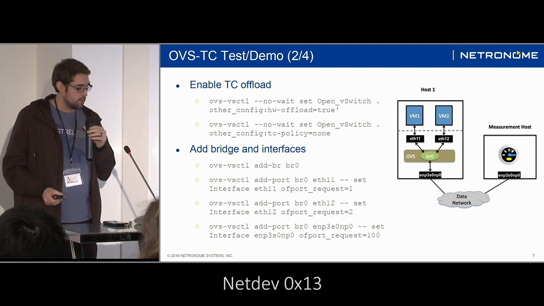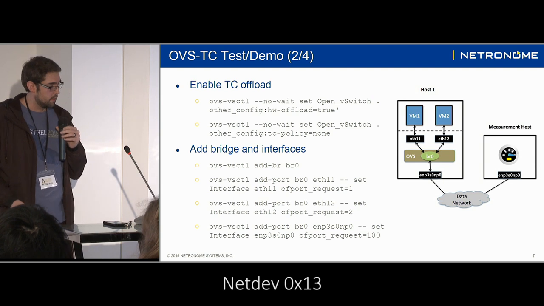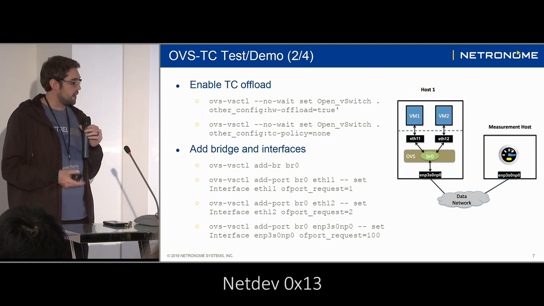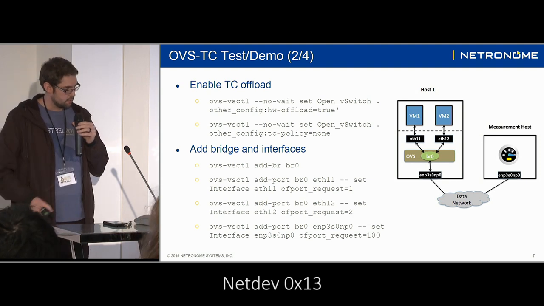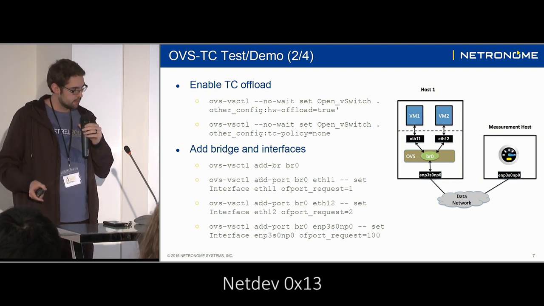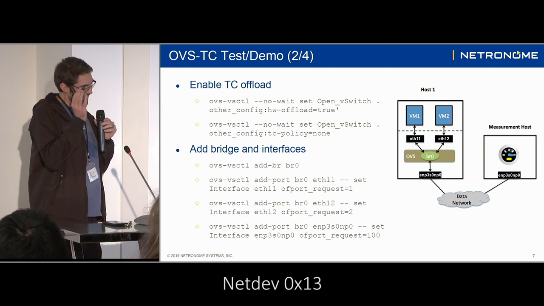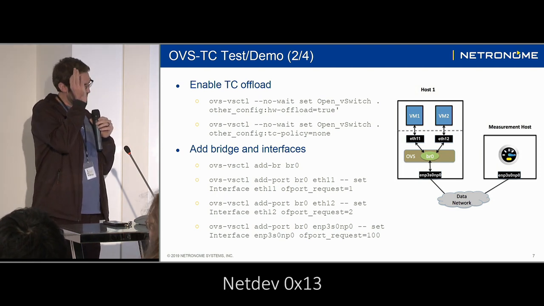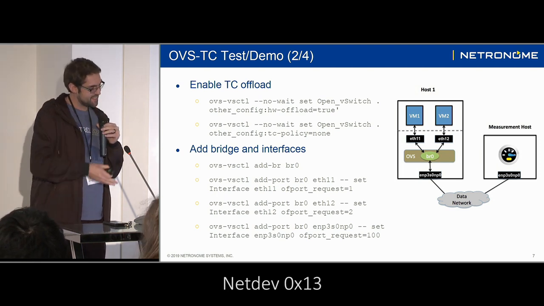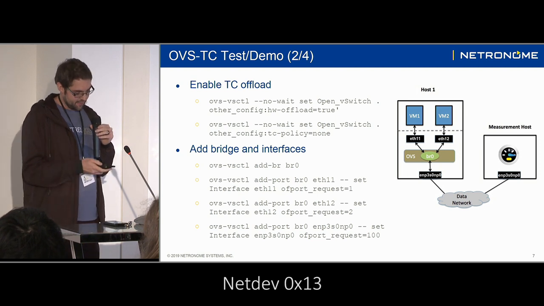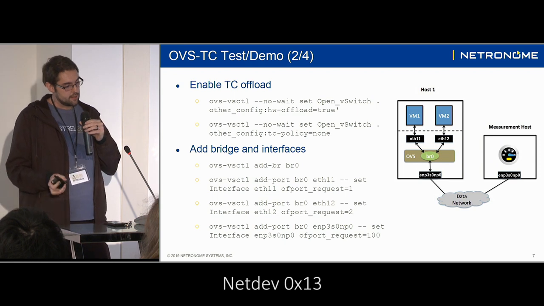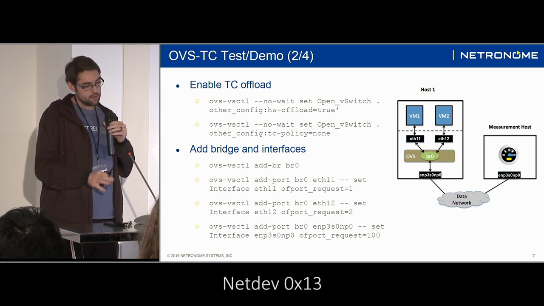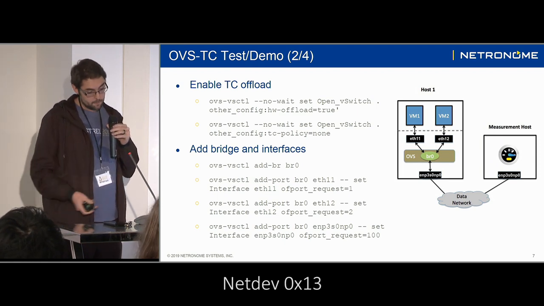Then we go and add bridges and interfaces. So ovs-vsctl add-br br0. Nowadays, I call this br-exit, and then I delete it in protest. Basically, we just add our bridges, we add our interfaces, and you'll note that I've slightly edited the diagram to just represent our netdev names instead.